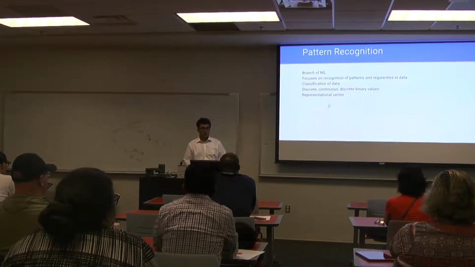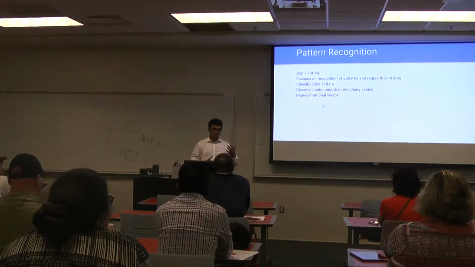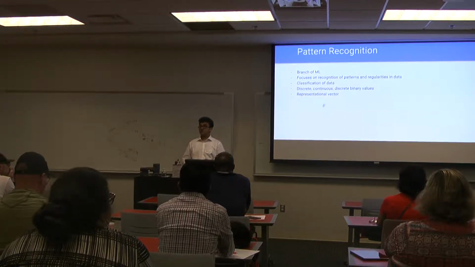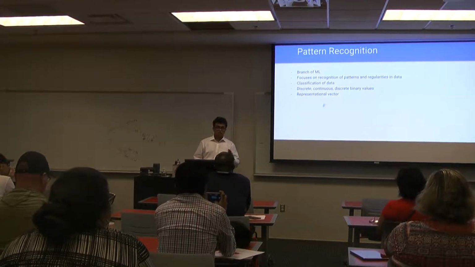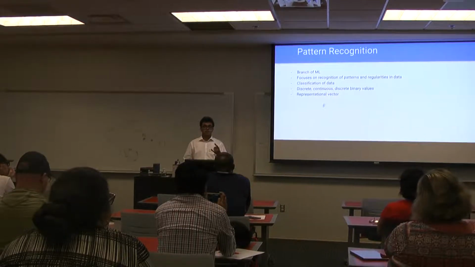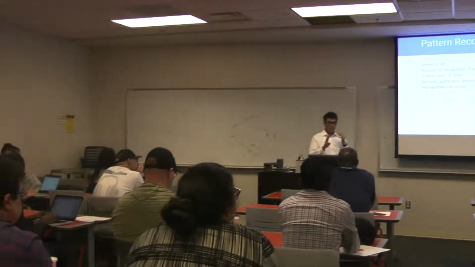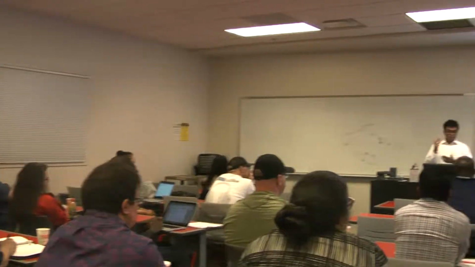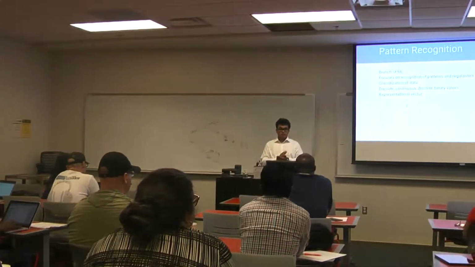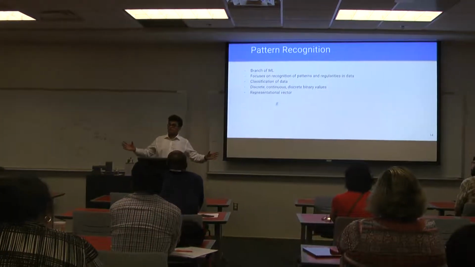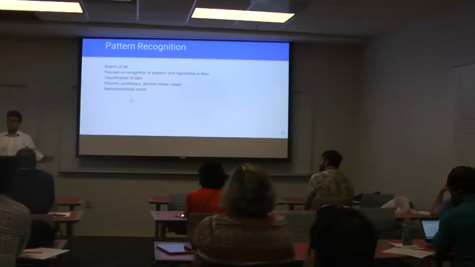All right, so the next branch of data science that I want to talk about is pattern recognition. And pattern recognition is a branch of machine learning in which we're looking for patterns inside of our data. So we can have 3 different variables: discrete variables, continuous variables, and discrete binary variables. And a discrete variable is where if we were to take an interval of negative infinity to positive infinity, some of those numbers don't exist.